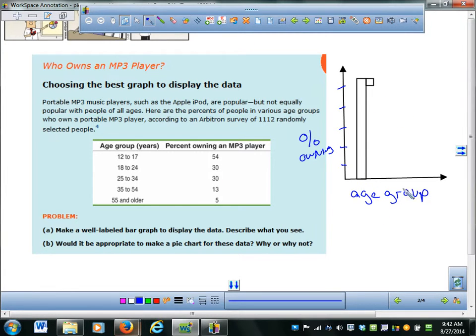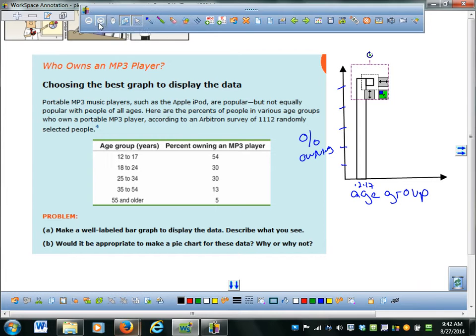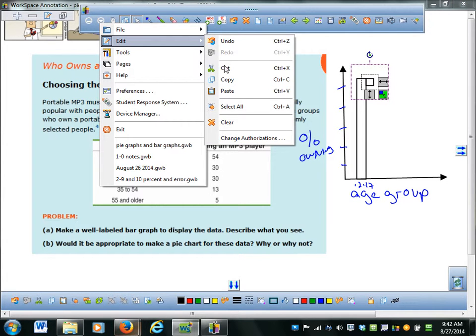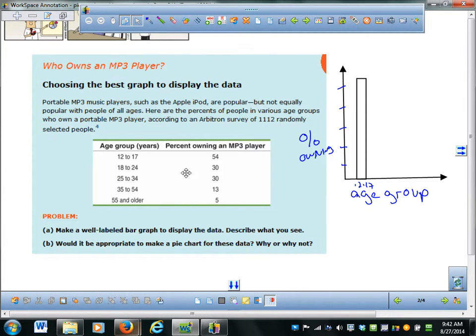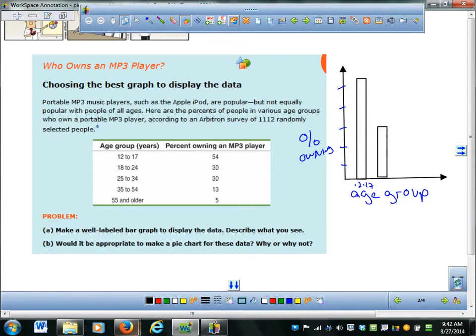And then you would label this 12 to 17. I don't know how to get rid of this thing. Let's edit it. Okay. There. Then I do the next group, 18 to 24. So I'm going to start here, and that is 30. So I go right about to here. And you want to try to make them the same width. I don't know why I keep getting that extra little goofball there.